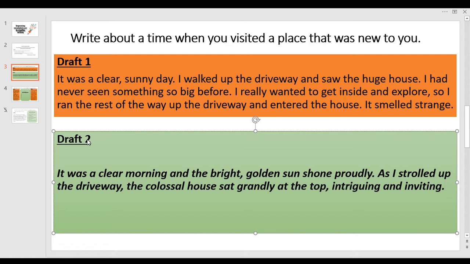So moving on then. I really wanted to get inside and explore. So you've got that allusion to excitement. We obviously want to articulate that to the reader. So, excitement for adventure.